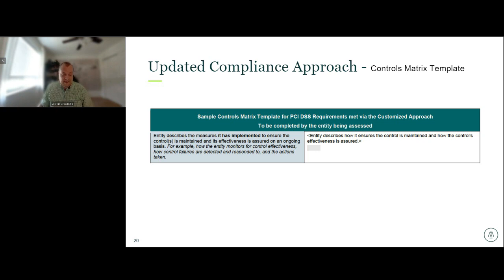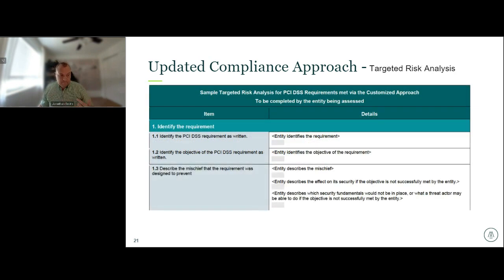And then moving on to talk about the targeted risk analysis, it's a very similar type of topic. Within this targeted risk analysis, again, it starts out pretty simple. You identify your PCI DSS requirements. You identify the objective of the requirement that you're trying to meet. And this is where it starts to get a little bit more detailed, where you can see right here, you need to, as an entity, describe the mischief that the requirement was designed to prevent. So the mischief is basically what could go wrong.